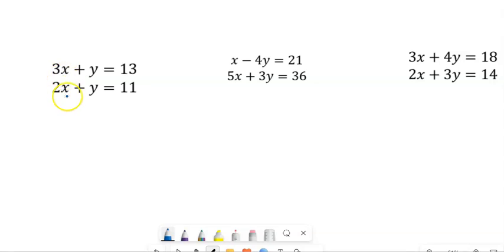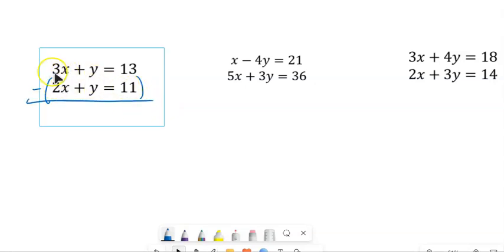So I'm trying to eliminate one of the variables, and I notice I have a y and a positive y. If I subtract this second equation from this first equation, that'll get rid of y. Like 3x minus 2x is x. y minus y is 0. Look at this, 13 minus 11 is 2. I know what x is right off the bat. I can plug it back in and figure out what y is.